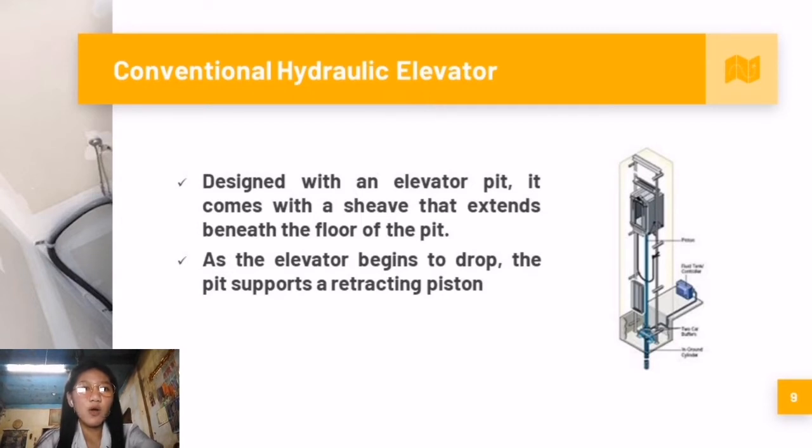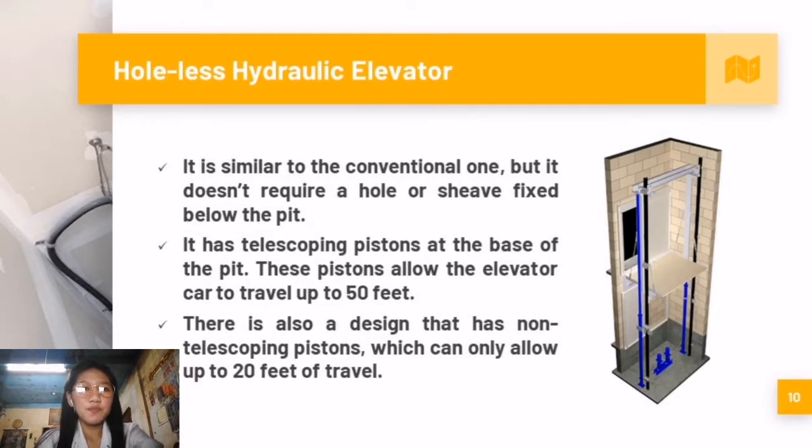Next is the holeless hydraulic elevator. It is similar to the conventional one, but it doesn't require a hole or sheave fixed below the pit. It has telescoping pistons at the base of the pit. These pistons allow the elevator car to travel up to 50 feet. There is also a design that has non-telescoping pistons, which can only allow up to 20 feet of travel. Holeless hydraulic elevators were developed in the 1970s and use a pair of above-ground cylinders, which makes it practical for environmentally or cost-sensitive buildings.